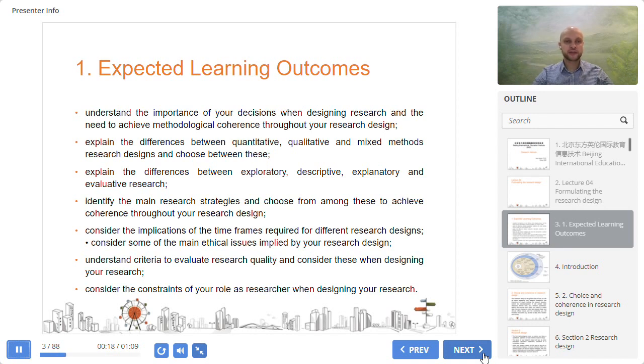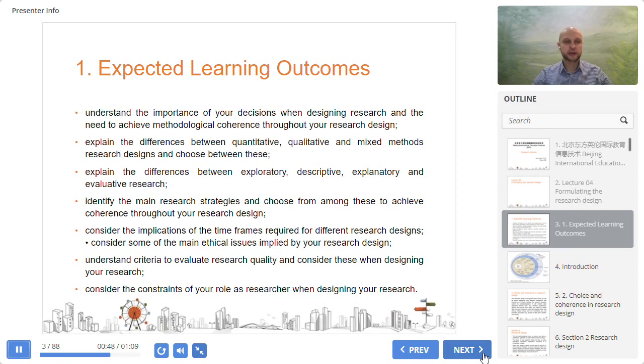To explain the differences between quantitative, qualitative, and mixed methods research designs and choose between these. To explain the differences between exploratory, descriptive, explanatory, and evaluative research. To identify the main research strategies and choose from among these to achieve coherence throughout your research design. To consider the implications of the time frames required for different research designs.